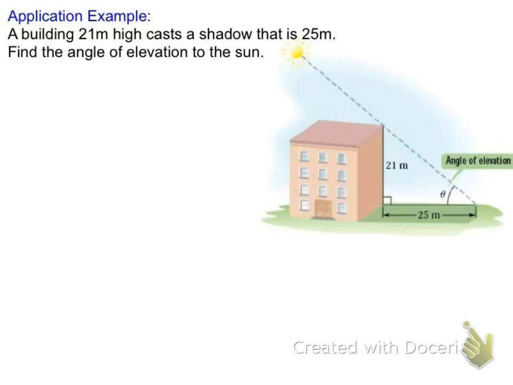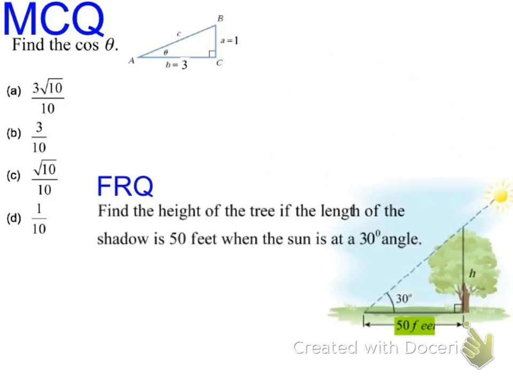We're going to look at one quick example. We're not going to look at this application example because I think it's just very simple and straightforward. See if you can do it for the free response here. So find the cosine of theta in the picture above and find the free response question. Try to find the height. Notice the bottom length of the shadow is 50 feet.